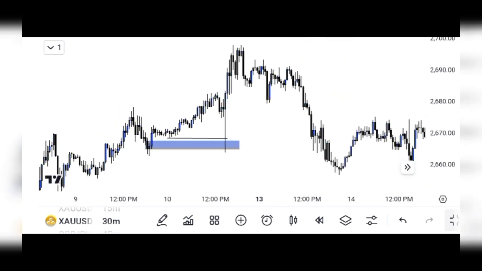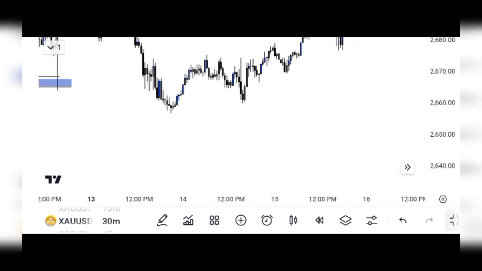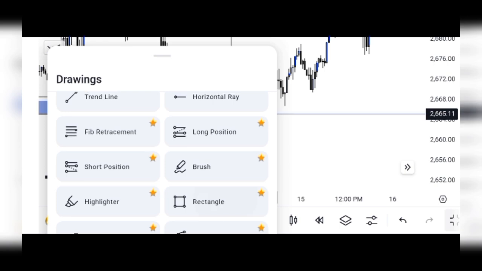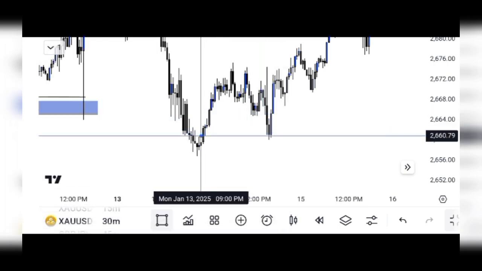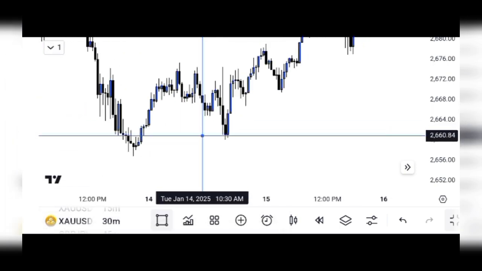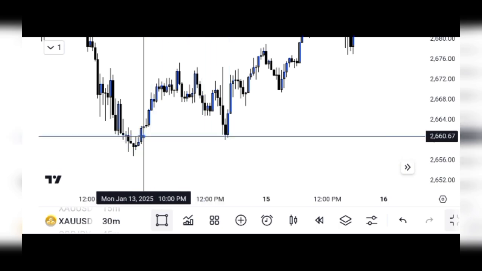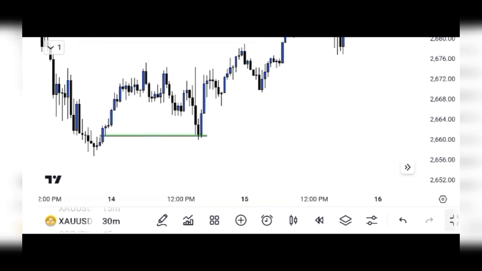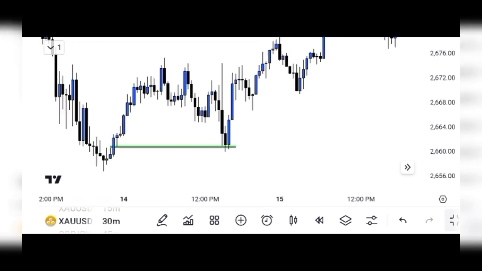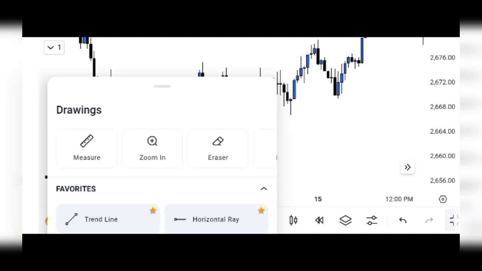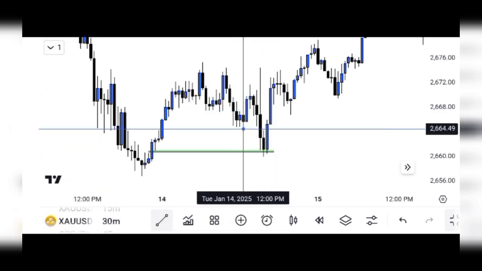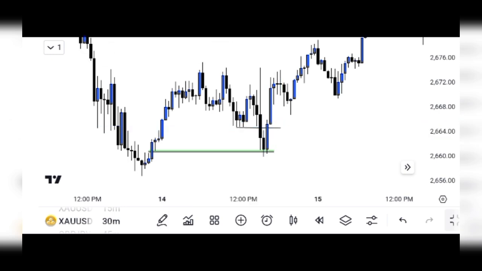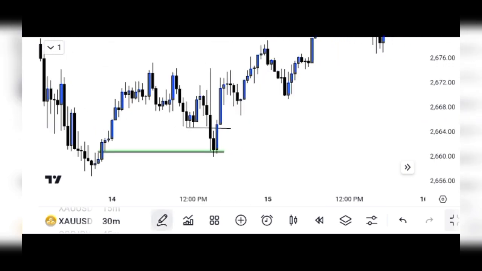If your entry is correct, price will give you liquidity. You can see we have this small fair value gap right here, and then price engineers liquidity above the fair value gap. This is the engineered liquidity. Price engineered liquidity above the fair value gap, and then right here.